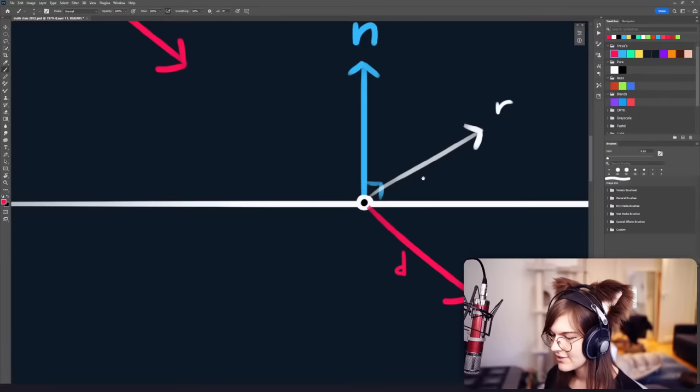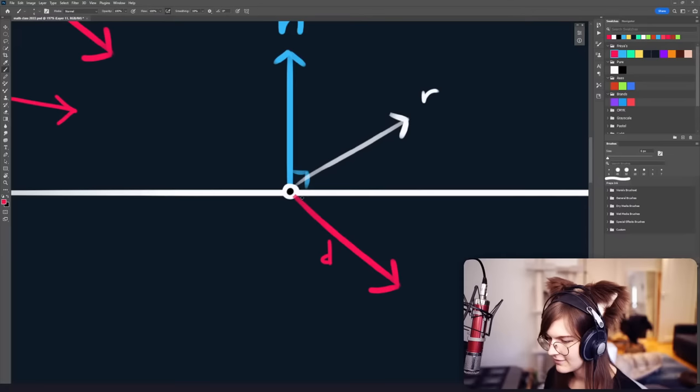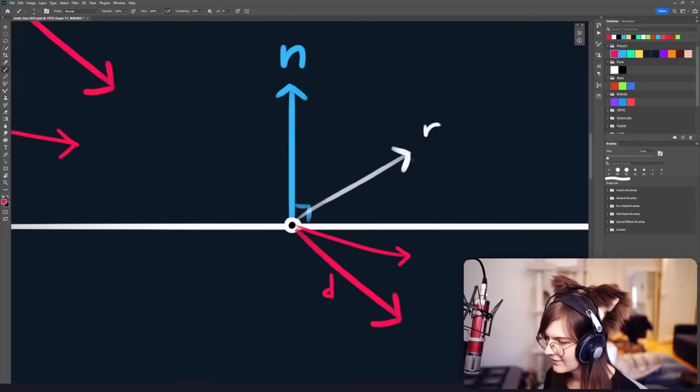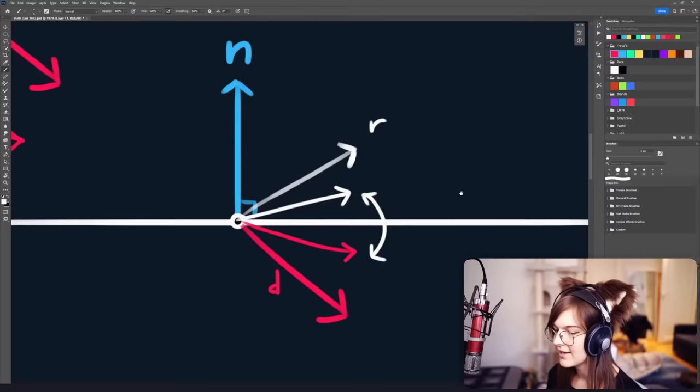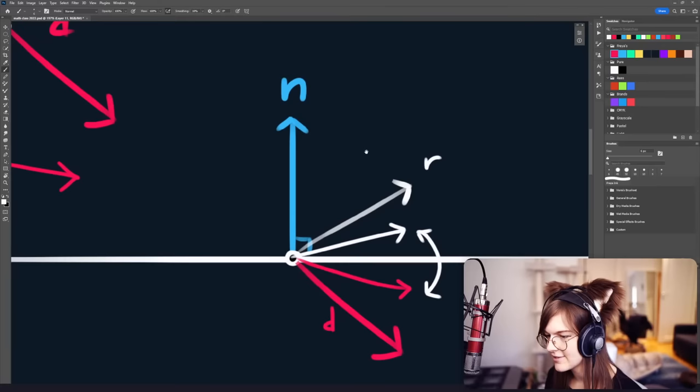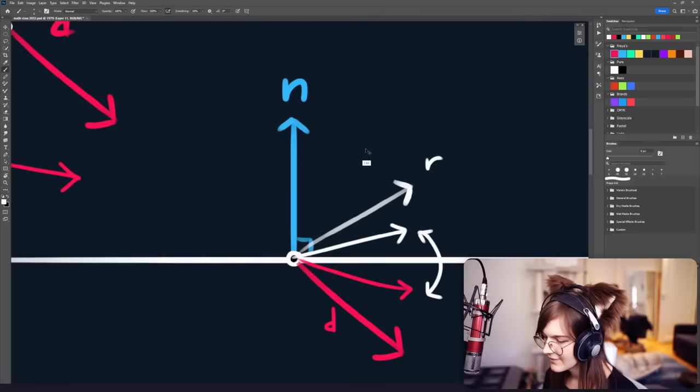So if we lower this one, let's say we have an incoming direction that's lower, then we would get a lower direction here, and then the outgoing direction would also be lower, right? And so you might be able to see that they are mirror images of each other along this plane, or the ground. And so what we can then do is try to figure out a way to mirror this vector based off of the normal, because we're kind of using the normal to mirror this one, right? So how do we do that?